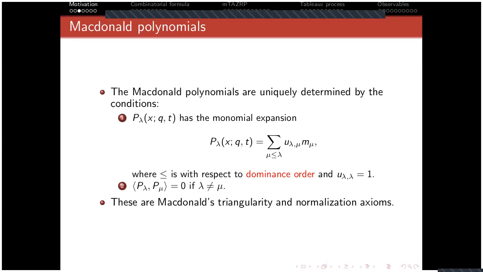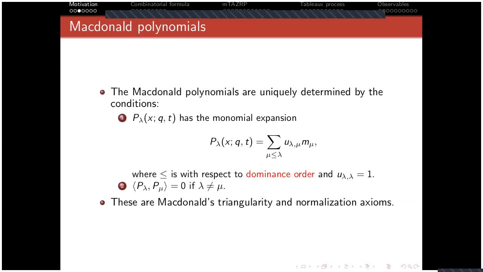This is the triangular relation and normalization, and it's not at all obvious, but true that these determine the polynomials uniquely. So this is a huge overdetermined system of equations, and somehow amazingly they have an exact solution.